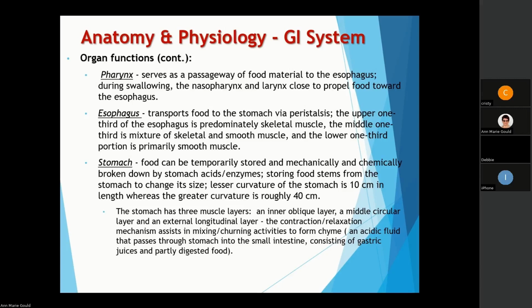Now, your esophagus is the main transport of the food to the stomach via peristalsis. The upper third of the esophagus is predominantly skeletal muscle. The middle is a mixture of skeletal and smooth muscle, and the lower third is primarily smooth muscle. Then, of course, your stomach. This is where the food is stored.